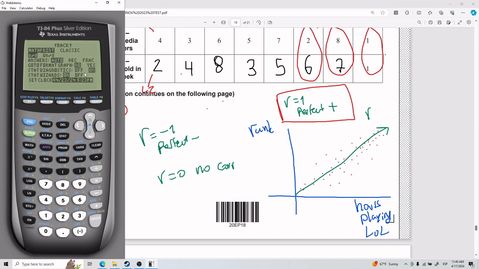And so there is no reason to have this off. Might as well always leave it on. If you ever reset your calculator, make sure you turn it on. There is your R value.